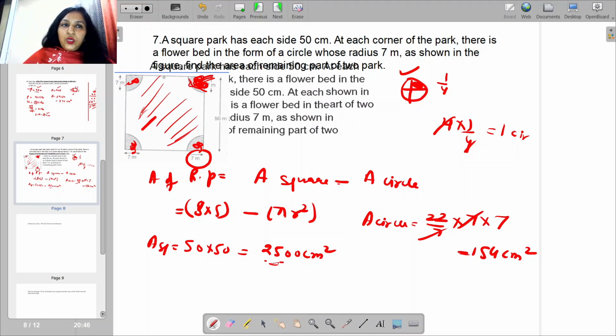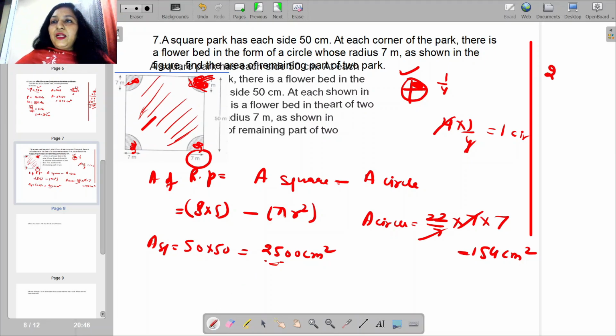अब आपको क्या करना है? 2500 जो total area of the square है, उसमें से the area of this circle has to be subtracted. So let us do the calculation here. Again and again I'm repeating, please do not rush for the final answer.